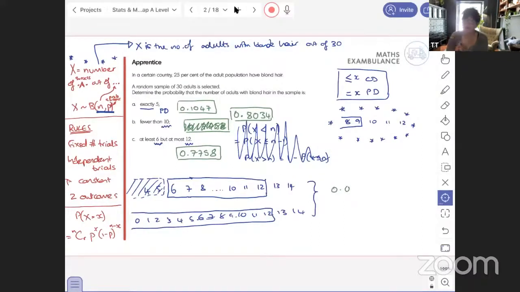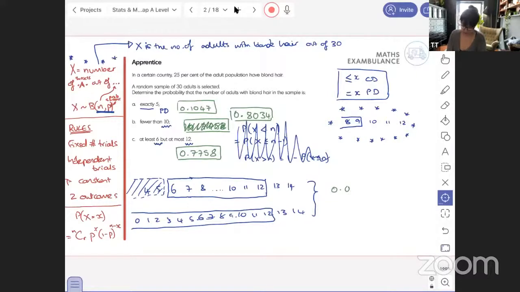Part B, fewer than 10. So the calculator won't tell you fewer than 10. It will not tell you that. It only tells you less than or equal. So that's why we draw out this number line. We put a box around the things that are fewer than 10. We realize that fewer than 10 is actually less than or equal to 9. And then you put 9 into your calculator. 9 is the x that it tells you less than or equal to. The answer to part B is 0.8034.